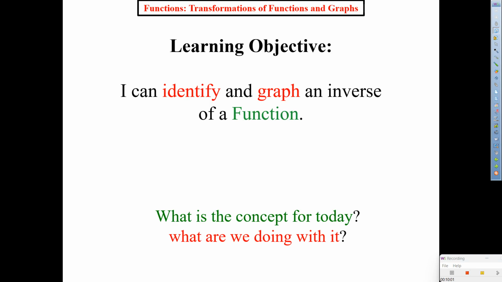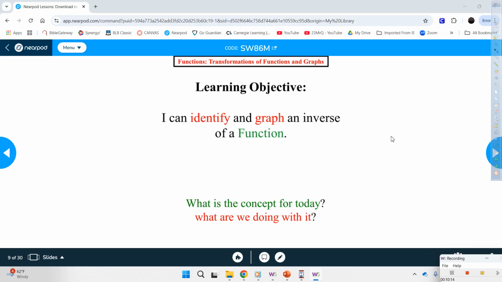All right, so with that said, get a Cornell note ready. Also, go grab yourself one set of graph paper, please. Go. All right, here we go. Our objective for today: I can identify and graph an inverse of a function.